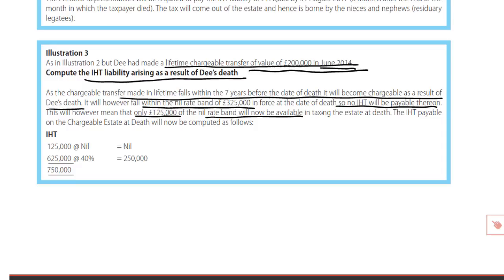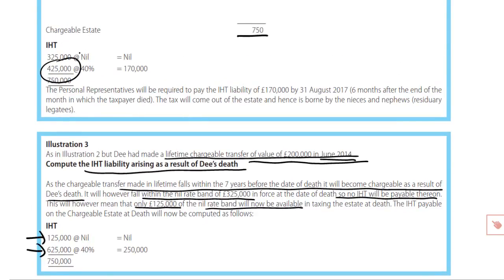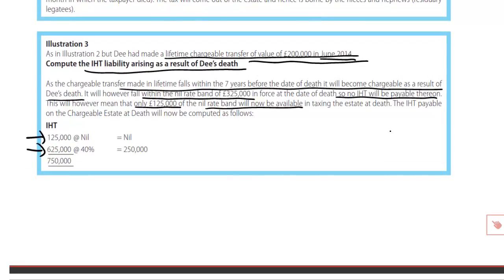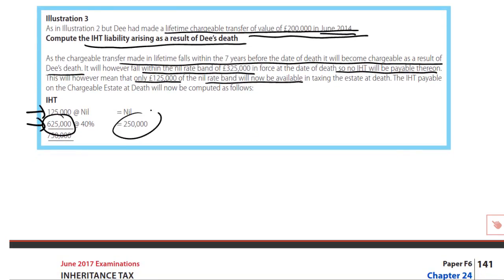What is that going to do now in terms of a chargeable estate at death? Well, if there's only 125 of nil rate band, that's pushing an extra 200,000 of the chargeable estate out of the nil rate band and up into the 40% band. So instead, therefore, of only 425,000 of that estate being taxed at 40%, we've now got £625,000 being taxed at 40%. So instead of £170,000 of tax, you may recall, that now has gone up to £250,000.